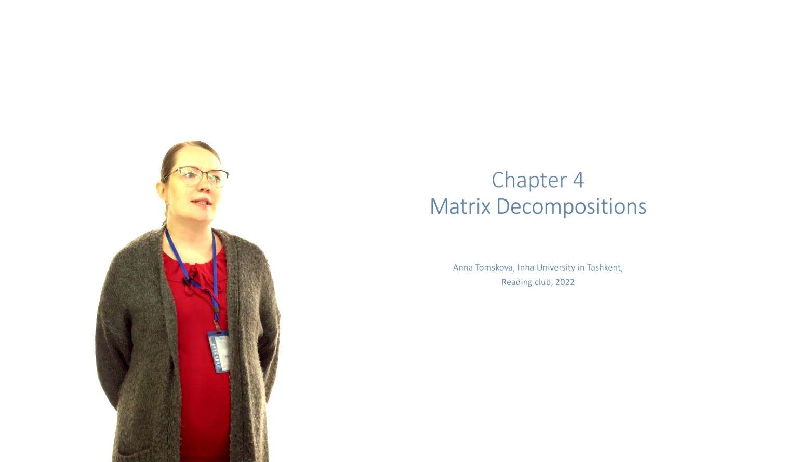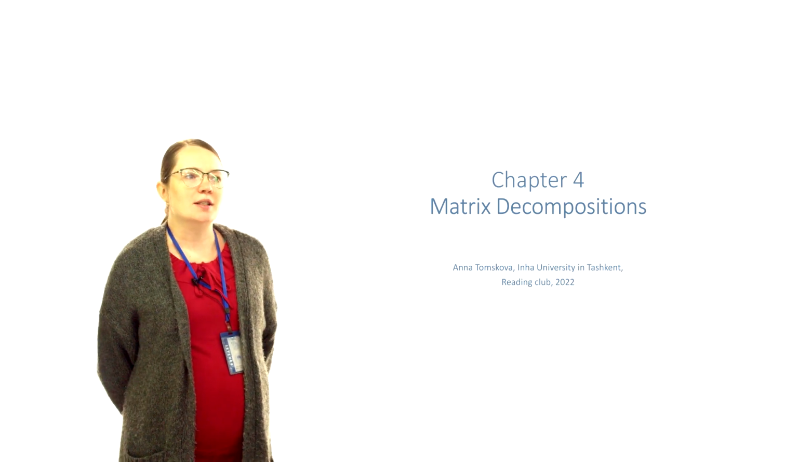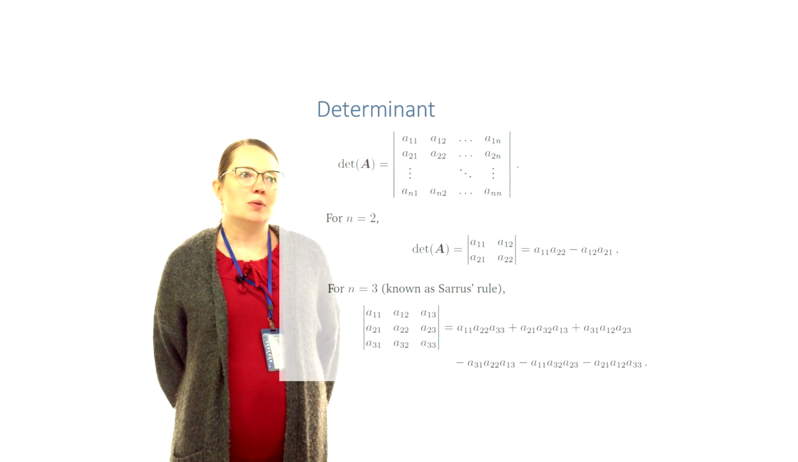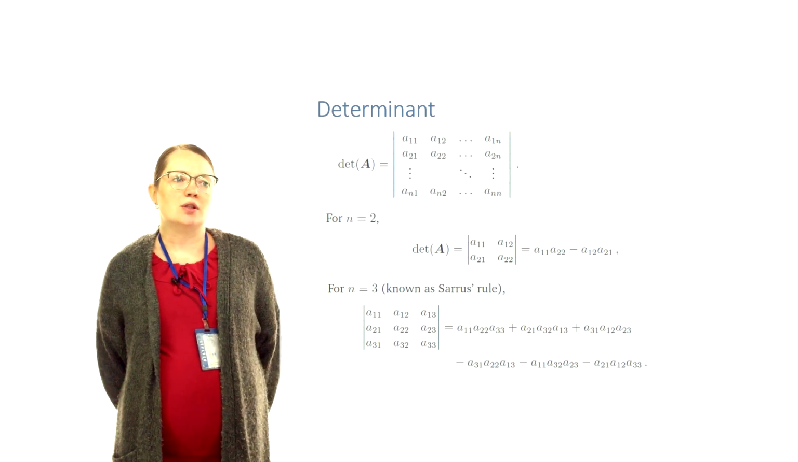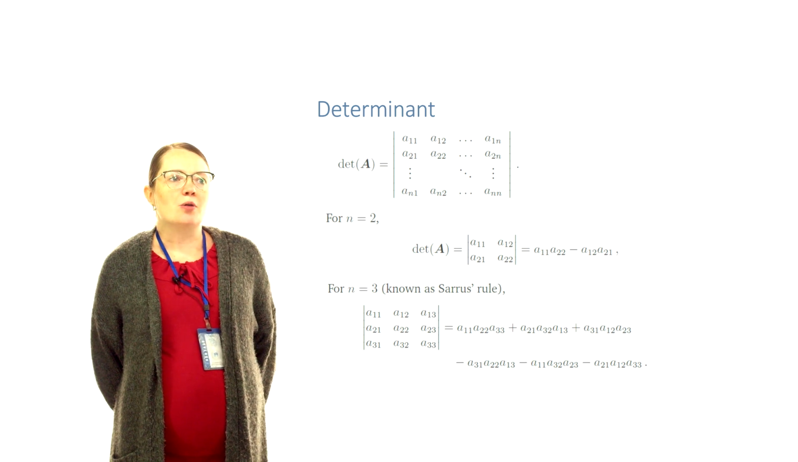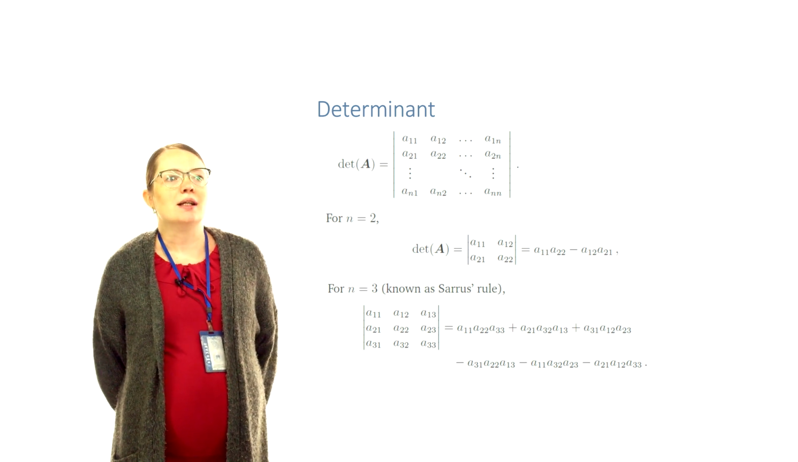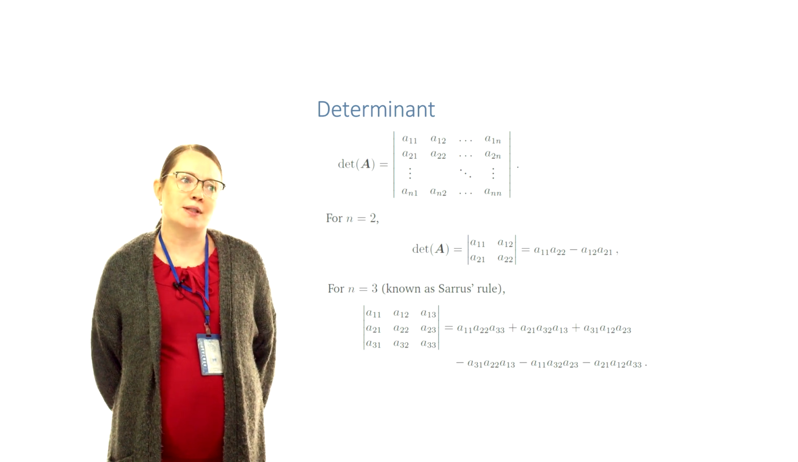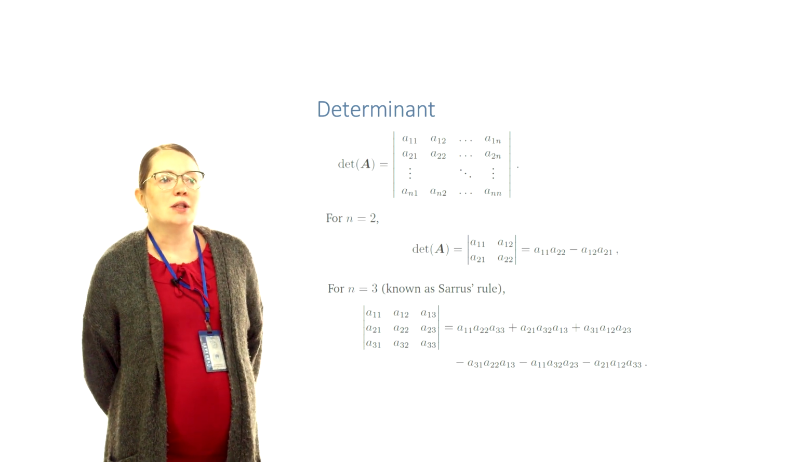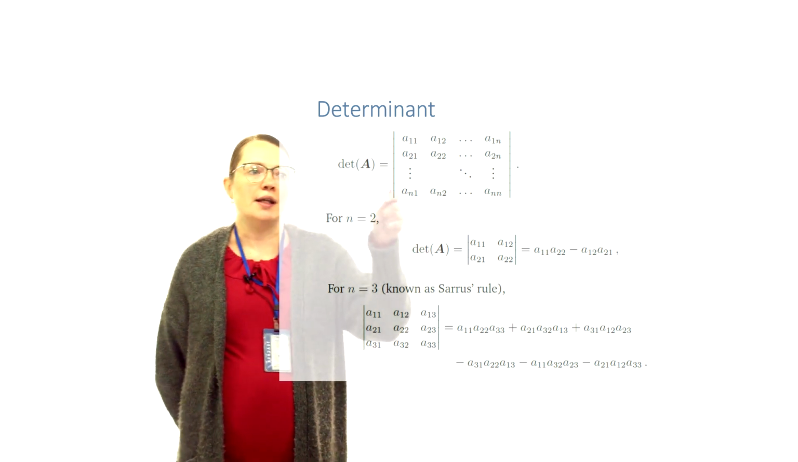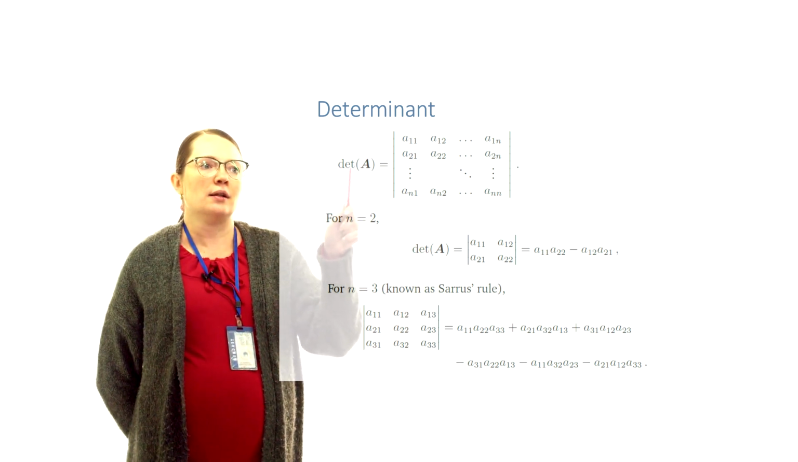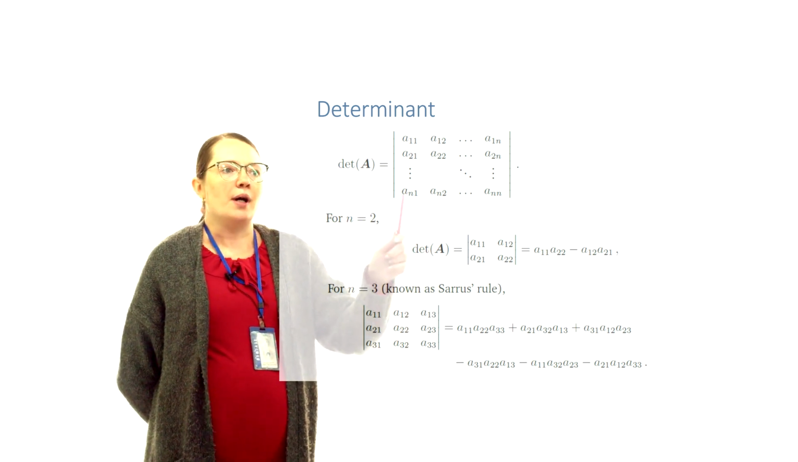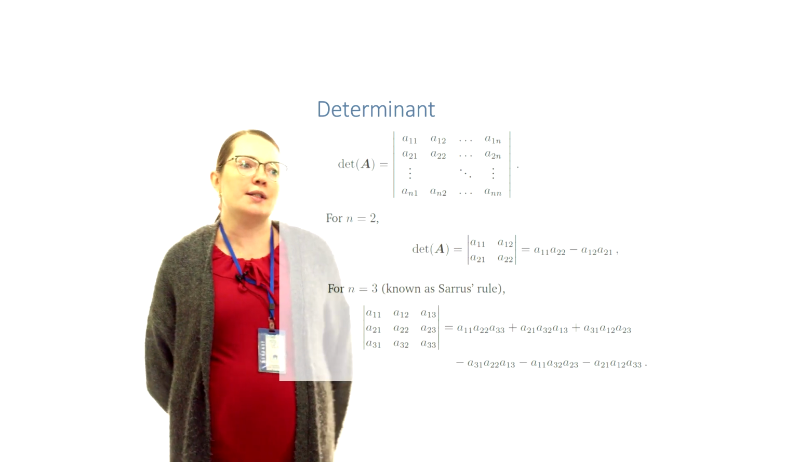In this video we will discuss chapter 4, matrix decompositions, and we will start with the notion of the determinant. The determinant of an n times n matrix is a function from matrices to real numbers. The determinant can be denoted by this det sign, or by these vertical bars.